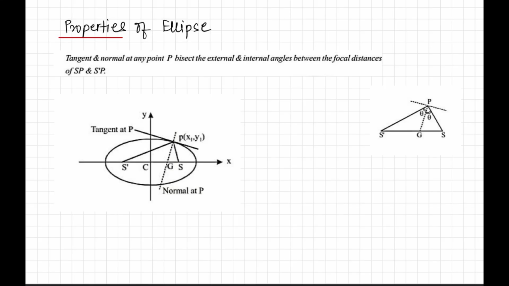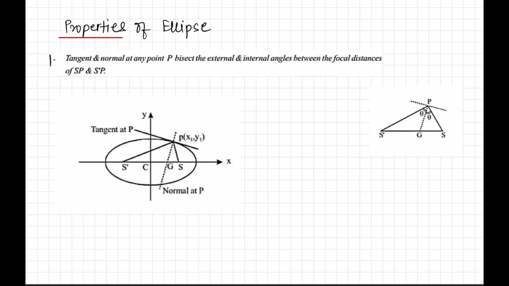In this video, let us discuss the properties of ellipse. Now, here we have the first property. The first property says tangent and normal at any point P bisects the external and internal angles made by the focal distances of SP and S dash P.